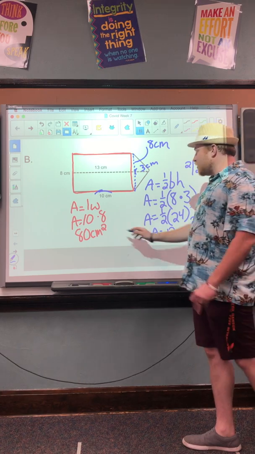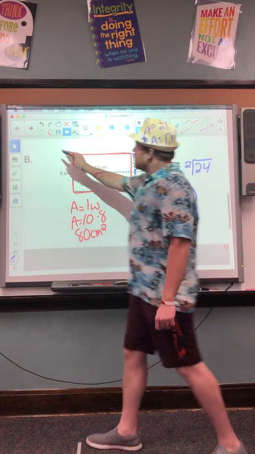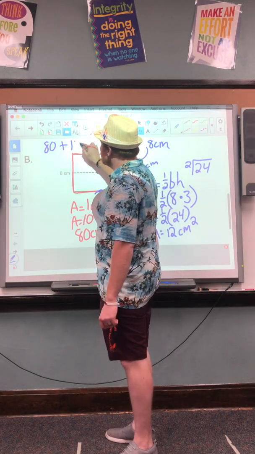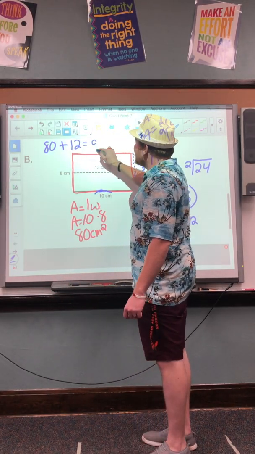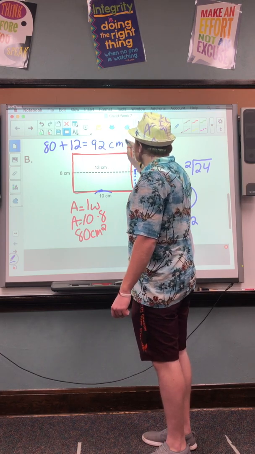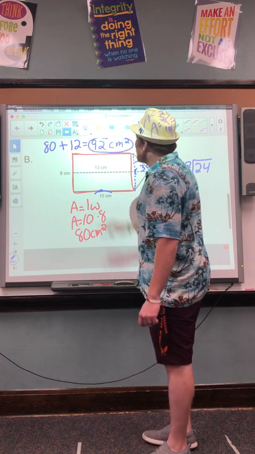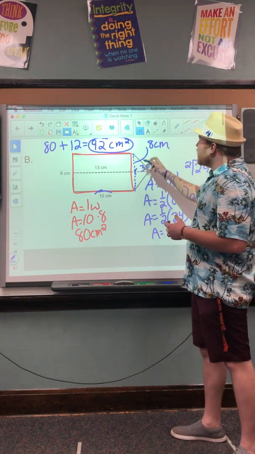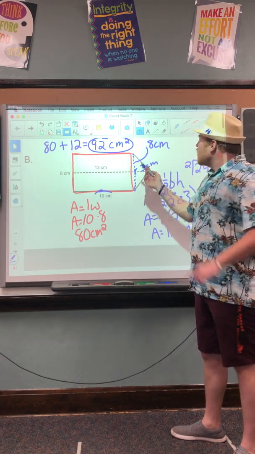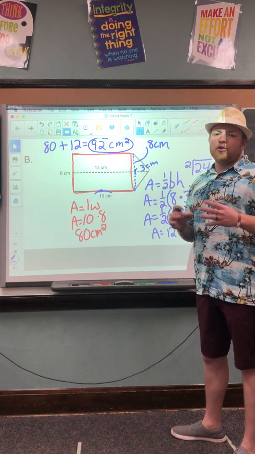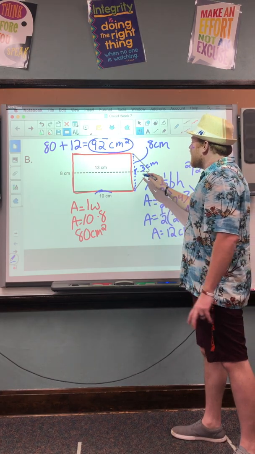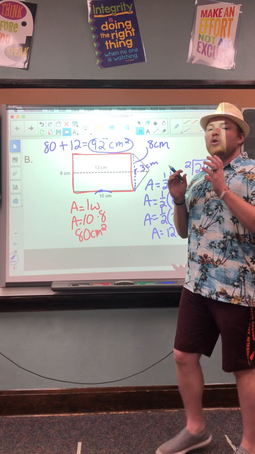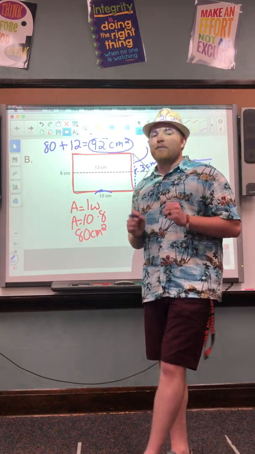Okay, now with these two numbers, with the 80 from the rectangle, and then the 12 from the triangle, you add them together, you would get 92 centimeters squared. And that would be the area of that irregular polygon. Okay, again, the hardest part about this is seeing where you can divide the irregular polygon into two different shapes, and then figuring out the missing parts. Okay, but slow down, look at the shape as a whole, and try your best.